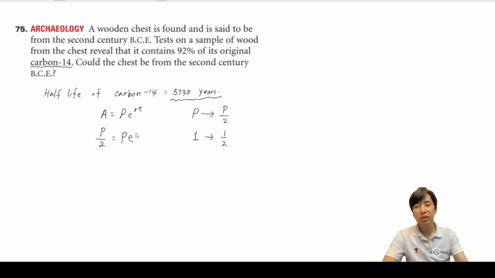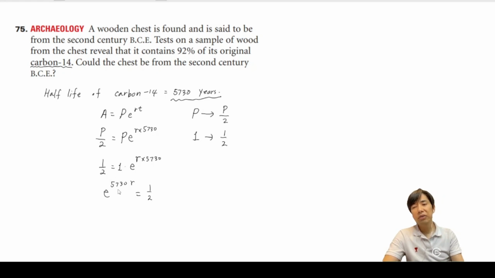So e to the r times t is what? 5730 times r. You can set it up this way, or you can cancel out P, or plug in 1 and 1 over 2 for initial and final. So that's 1 over 2 is equal to 1 times e to the power of r times 5730. Either way is just fine. You eventually come to the same conclusion. So e to the power of 5730r is equal to 1/2.